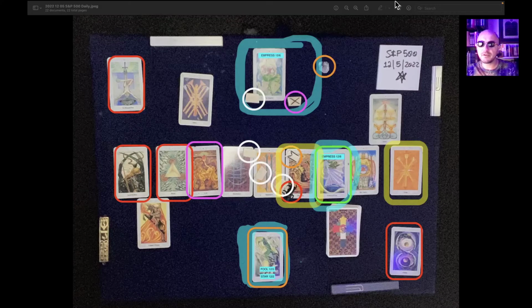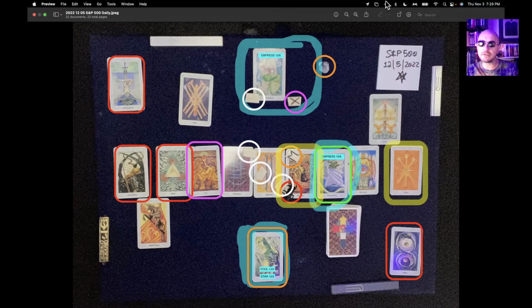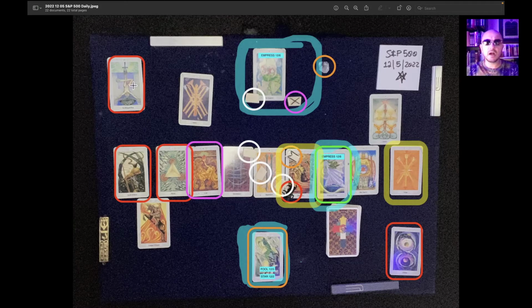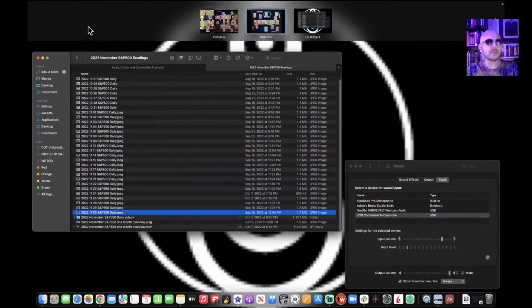This is the S&P 500 one-day reading for December 5th, 2022. It's currently November 3rd, 2022, 7:29 p.m. Eastern Time. Again, we have the halting of a bullish trend marked by a sharp decline through a key support level. That's the overall trend direction and theme.